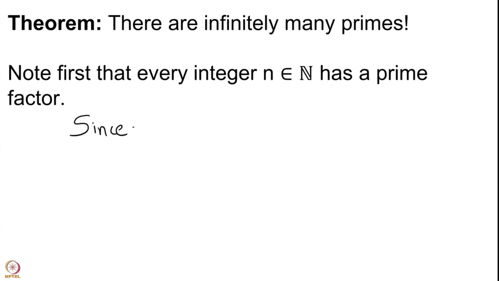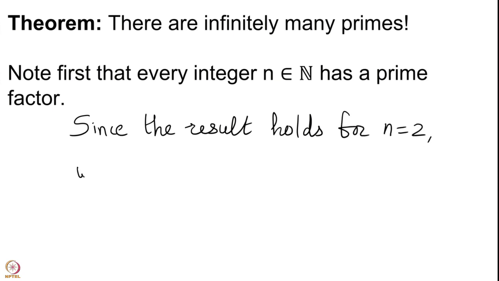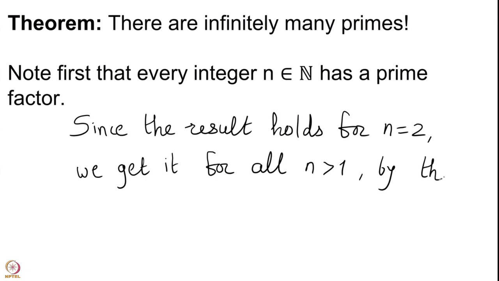Since the result holds for n equal to 2, we get it for all n bigger than 1 by the method of induction. Okay, so we want to prove that there are infinitely many primes, and what we have noted already is that if you take any n bigger than 1, then there is at least one prime factor. All right, we all agree on this. Let's now go on and prove that there are indeed infinitely many primes.